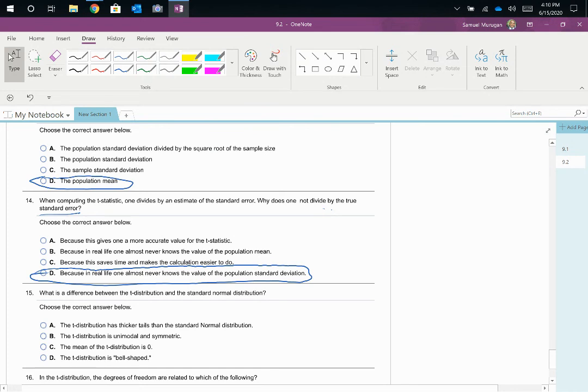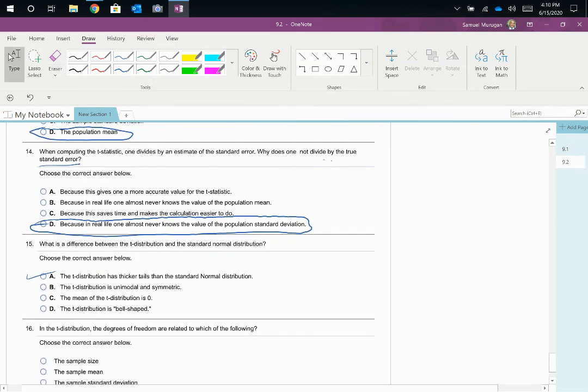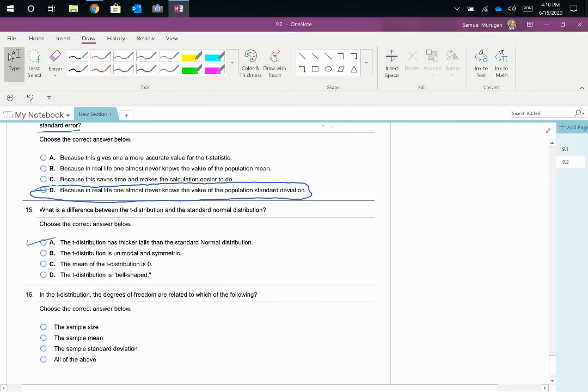What is the difference between a t-distribution and a standard normal distribution? The t-distribution typically has thicker tails than the standard normal distribution. And finally, in the t-distribution, the degrees of freedom are related to which of the following? Only the sample size. Only the sample size.